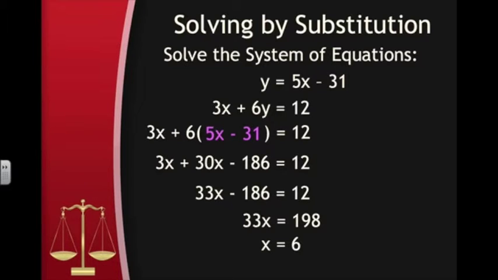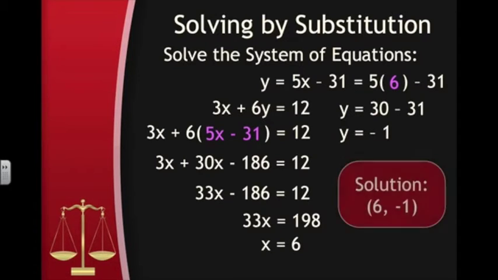Now that we know x equals 6, we can substitute again to find y because y equals 5x minus 31. Now all we have to do is simplify to find y. 5 times 6 is 30, minus 31 equals negative 1. Since we now know both x and y, we can give the solution as a point 6, negative 1, because this is the point where the two lines will intersect.